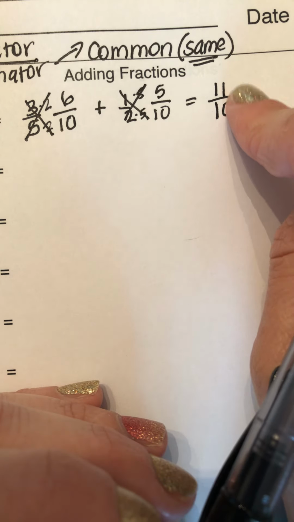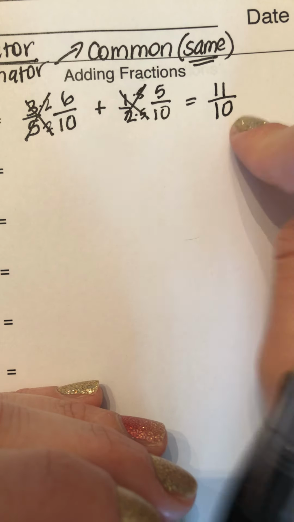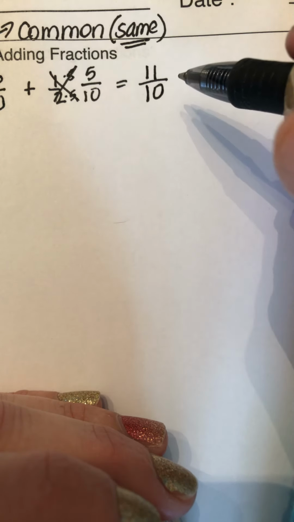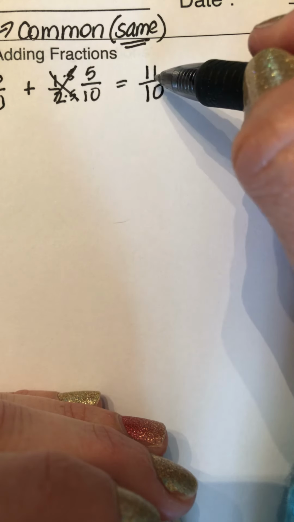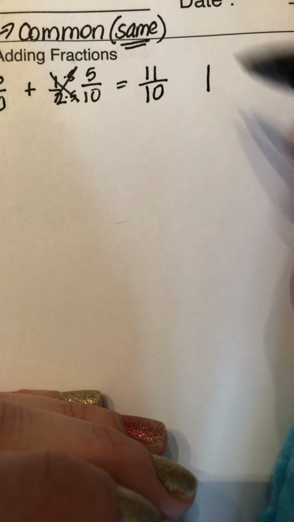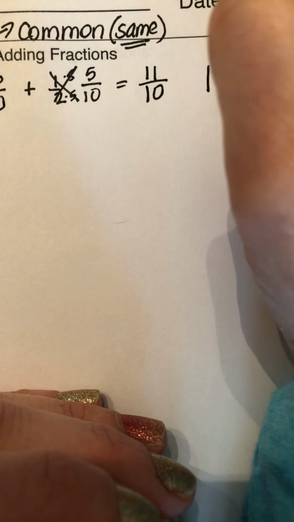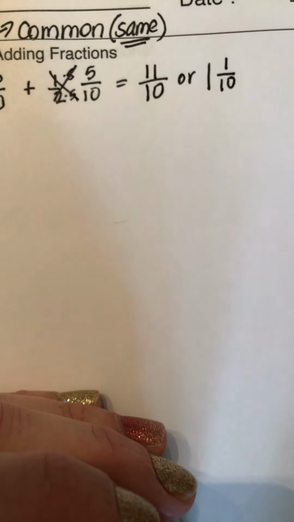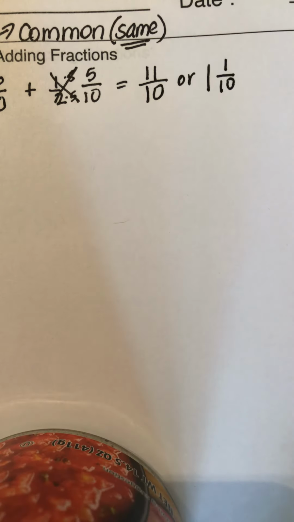Now look at this. We have 11/10. You can change that to a mixed number, and if you'll remember how we do that, we say how many times does 10 go into 11? So 10 goes into 11 one time with 1 left over. So you could say 11/10 or 1 1/10 as your final answer.